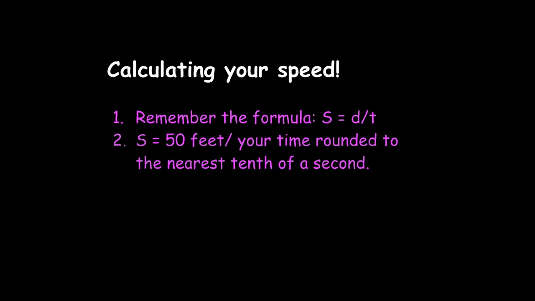Okay, let's work with our data to calculate our running speed. Here's some examples with my data. Calculating your speed. Remember, the formula to calculate speed is speed equals distance divided by time. It's how much time it takes you to travel a specific distance. So, if our speed, we're going to use our 50 feet as our distance divided by the time it took us to run that 50 feet, rounded to the nearest tenth of a second.